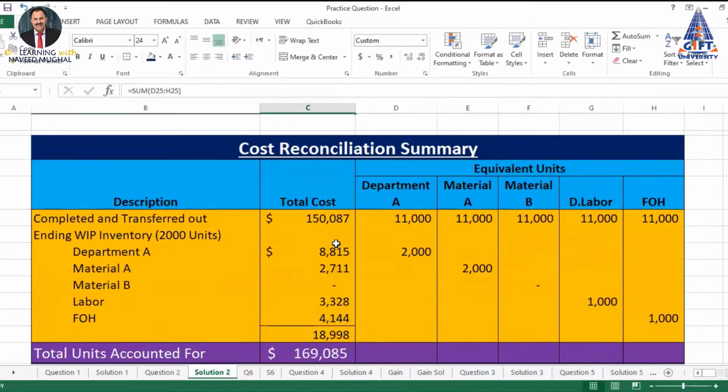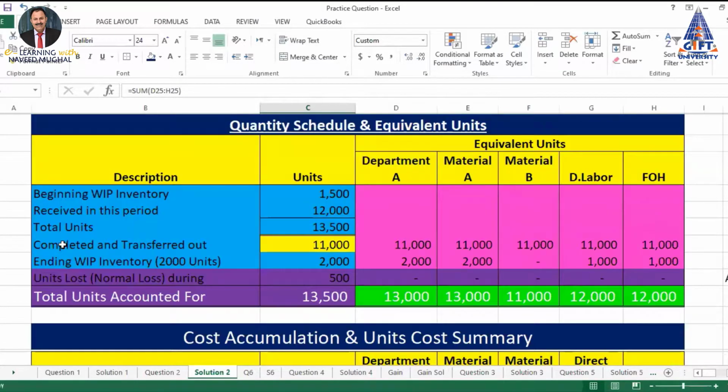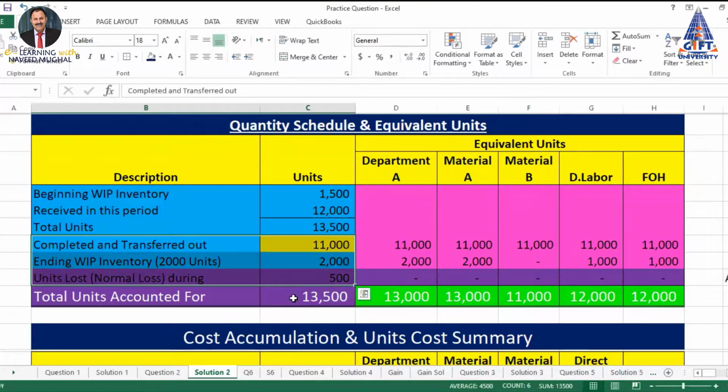The third step is the cost reconciliation summary. For this calculation, we use the second part of the quantity schedule. In the second part, we have two headings: completed and transferred out, and ending work in process, and normal loss units. Normal loss units are 0, so we can ignore them. Otherwise, we would include the cost of normal loss in the good units, which are 11,000 and 2,000.